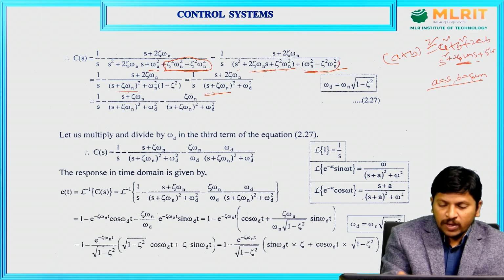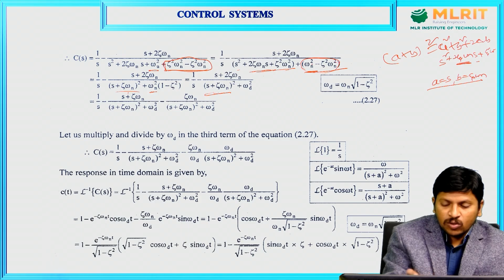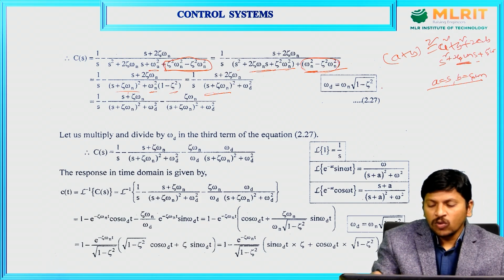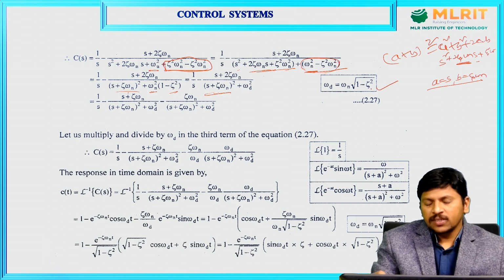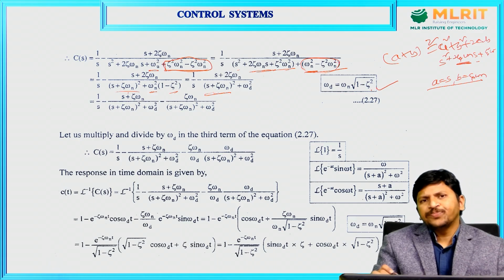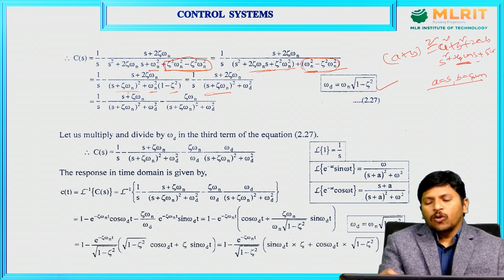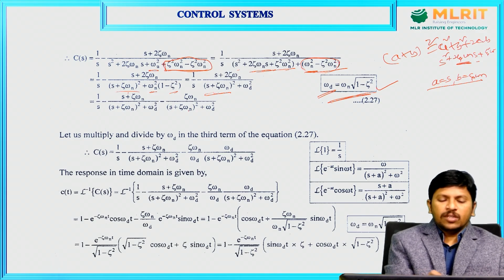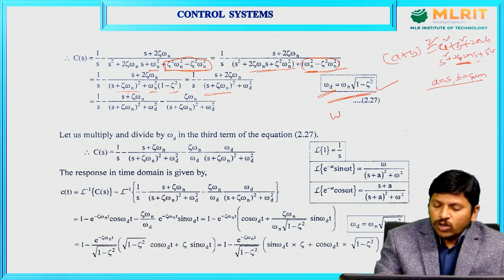Just observe here, omega n is common, so omega n square is common, 1 minus zeta square, right? We know omega d equals omega n under root 1 minus zeta square, that is nothing but the damped frequency of oscillation, right? Just substitute in place of omega n square under root 1 minus zeta square. By solving this, omega d square equals omega n square into 1 minus zeta square, right?